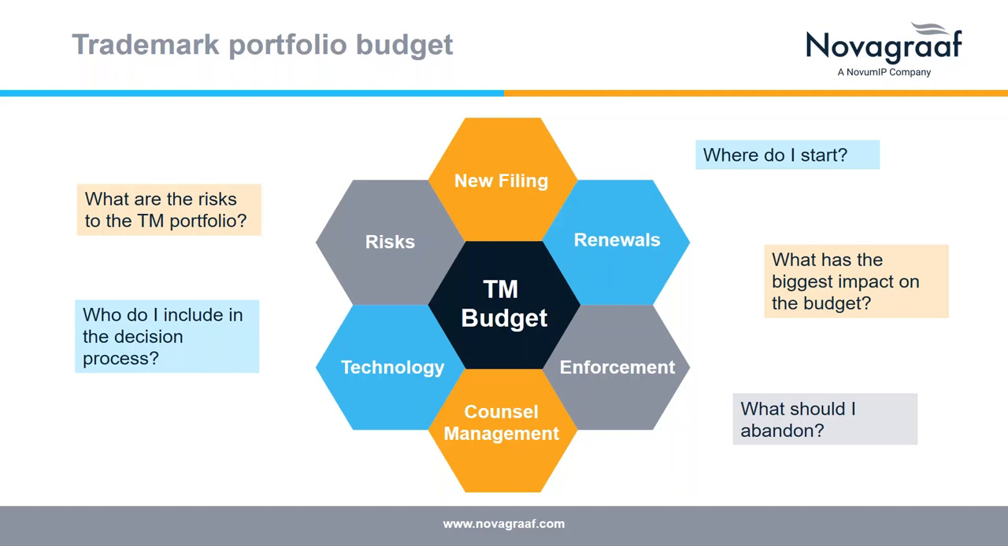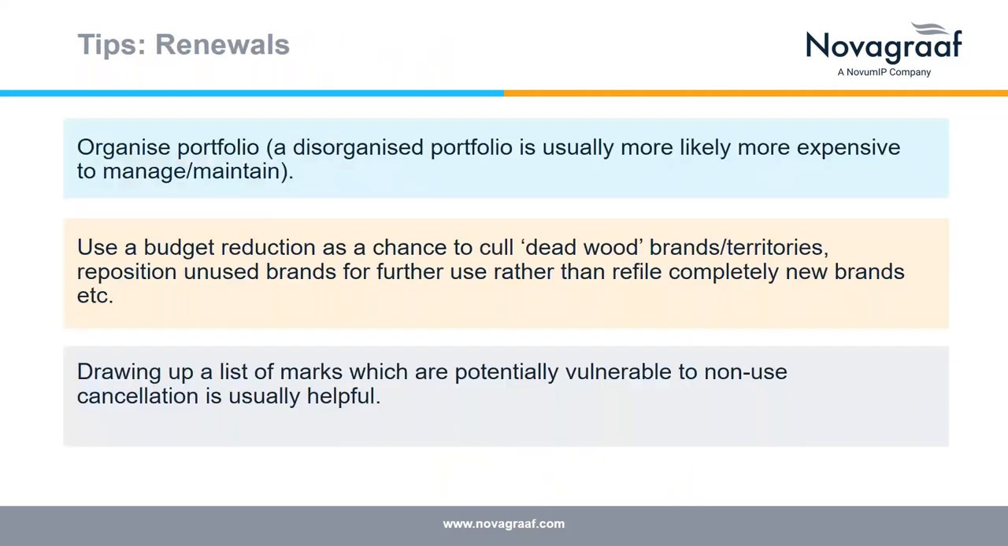in budgeting, because you never know in advance everything. So you need to discuss that with your external trademark attorney in order to be sure that you know all about the risks. Now, renewals are usually a large portion of the budget, especially when it's a larger portfolio. Trademarks need to be renewed, so this is very foreseeable. But it is also a chance.